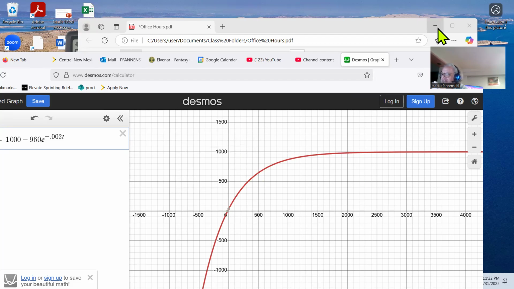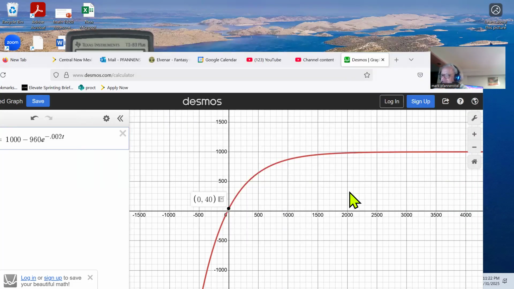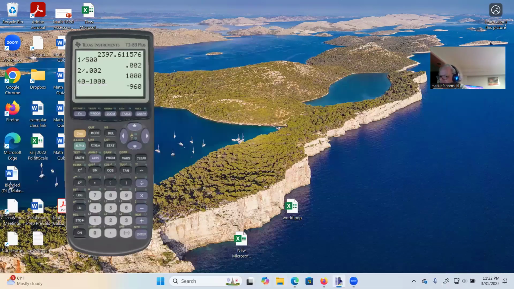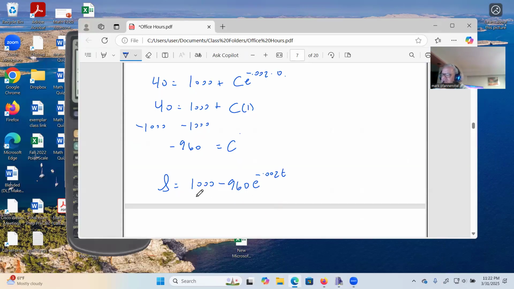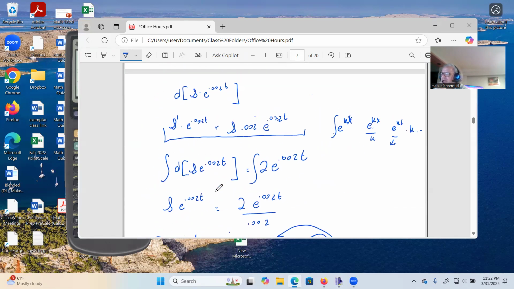So just to give us an idea of what this thing looks like, the concentration is going to go up, up, and up. We could look at this as t goes off to infinity. Let's go back to this. As t goes off to infinity, we're going to end up with 1,000 liters of syrup in here.